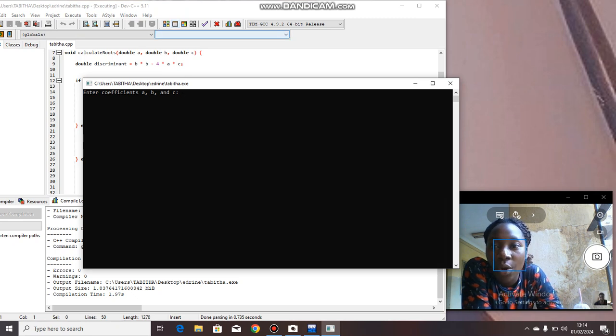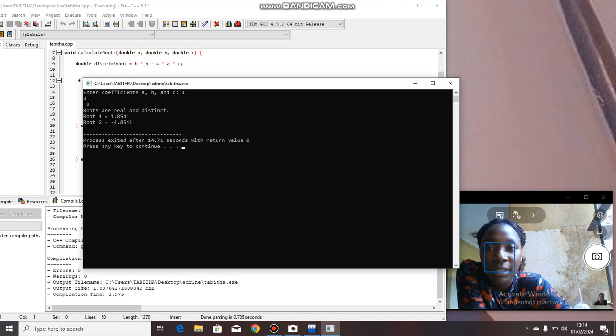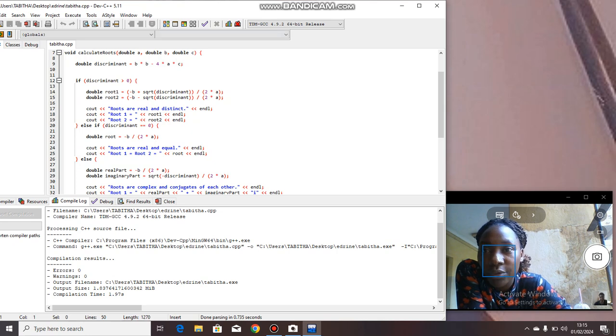So let's run it and try entering some coefficients. Let's say our a is 1, b is 3, and c is -9. Then what do we get? Enter. We find that these roots are real and distinct, meaning the first root is a real root, and the second root is a distinct root. That is what it simply means. So let's try to feed in other values also.